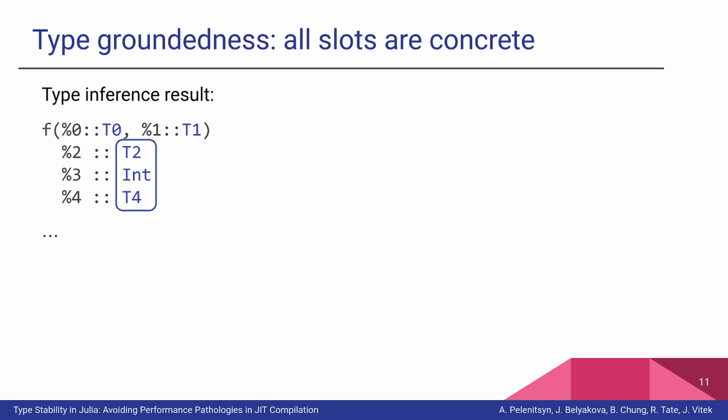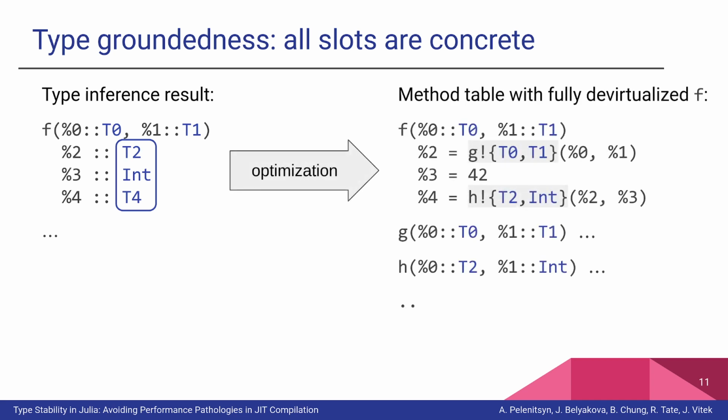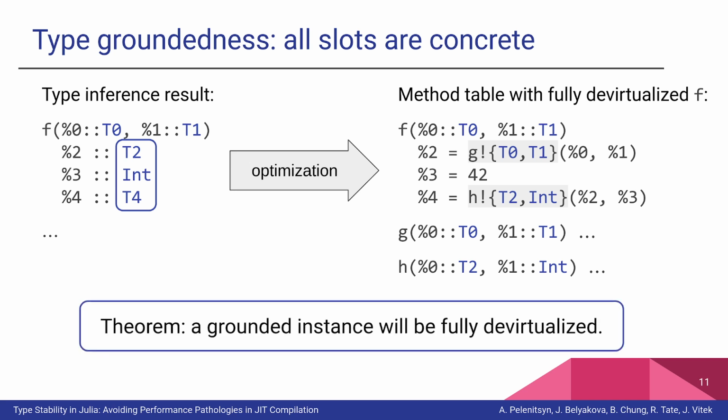Assume in our running example we had all types concrete as the result of type inference. In that case, we would have no dispatches at all. We call this full devirtualization of a method instance. That's the most desired state for any instance, and this prompts the definition of type groundedness of an instance: all the slots are inferred with concrete types. We prove that whenever a method instance is grounded, our JIT can fully devirtualize it, leaving no dispatch behind. Now let's turn to the role of type stability, which is closely related to groundedness.